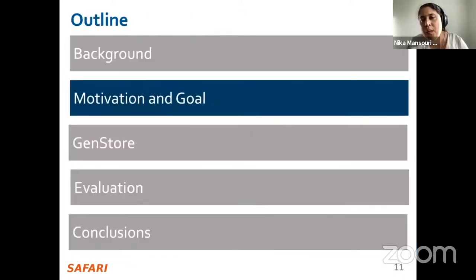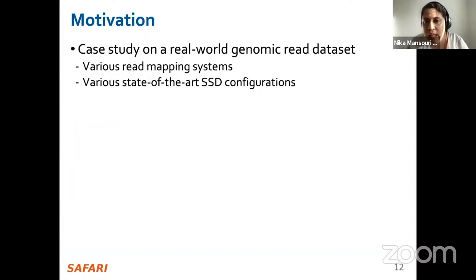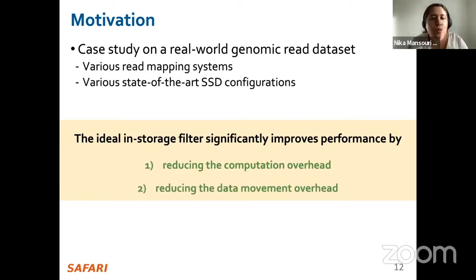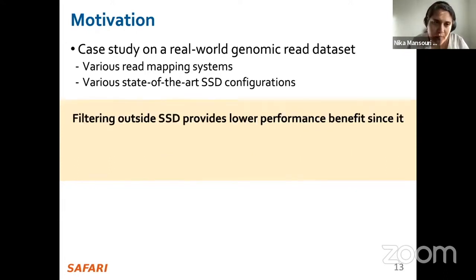So we perform experimental studies to understand the potential of efficient in-storage filters for improving read mapping performance. We perform a case study on a real-world genomic data set on various read mapping systems and state-of-the-art SSD configurations. And we make several observations. First, the ideal in-storage filter significantly improves performance by reducing computation overhead and data movement overhead.